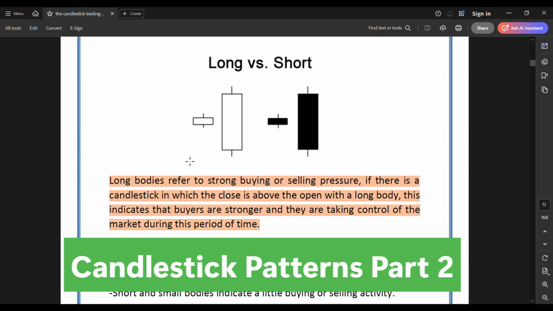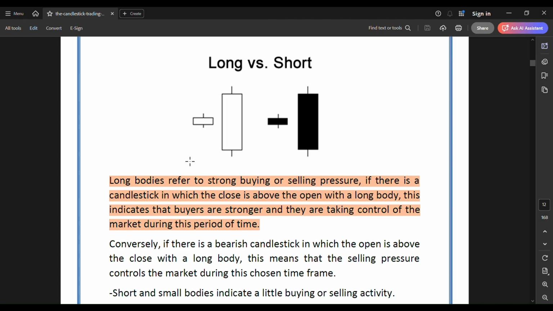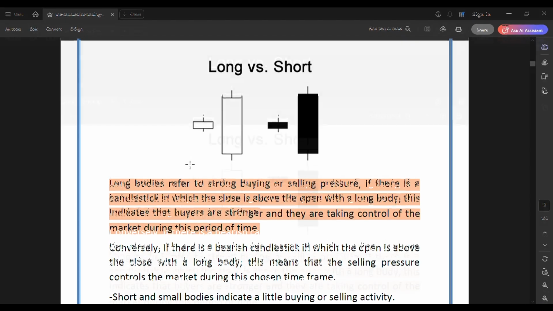Welcome again to part 2. We are looking at candlestick patterns, and this is the second part of the candlestick patterns series, where we are looking basically at the different types of bodies that candles have. In the previous video, we looked at the brief history of candlestick patterns, the anatomy of candlestick patterns, bullish and bearish candlestick patterns, and a basic introduction to candlestick anatomy. So we're going to continue again in this series.